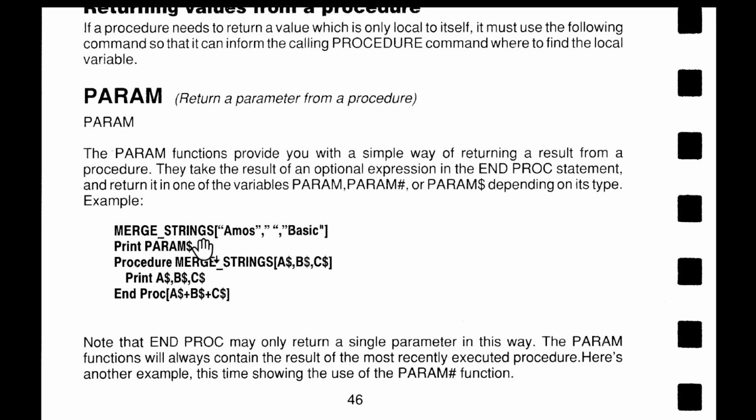Example. MERGE_STRINGS["AMOS"," ","Basic"]: Print Param$. Procedure MERGE_STRINGS[A$,B$,C$]: Print A$,B$,C$: End Proc[A$+B$+C$]. Note that End Proc may only return a single parameter in this way. The Param functions will always contain the result of the most recently executed procedure. Here's another example, this time showing the use of the Param# function.